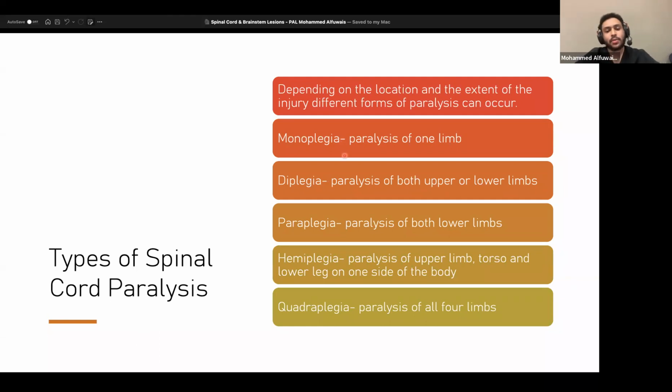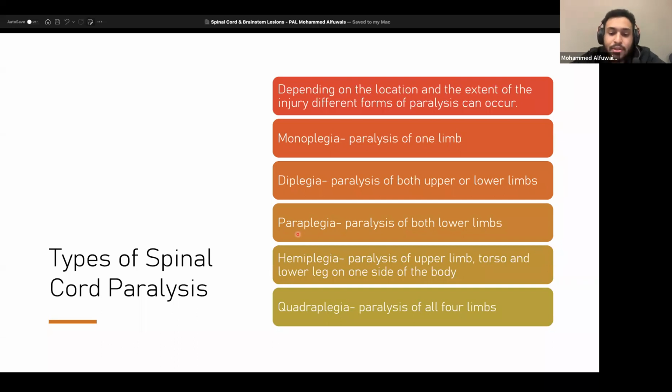So some terms I want you to remember before I get into each lesion, okay? The first thing is monoplegia. Monoplegia is paralysis of one limb, any limb, it doesn't matter which, whether it's the right upper limb, lower limb, whatever. Diplegia is paralysis of both upper or both lower limbs. Paraplegia is paralysis of both lower limbs. You would see this more typically in spinal cord lesions, specifically, for example, a complete transection of the spinal cord. I'll explain what that is in the next slide, I think.